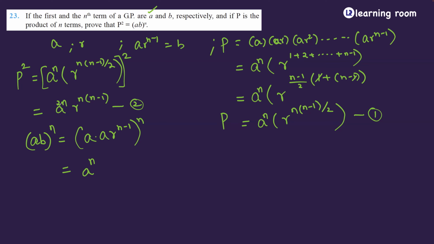So similarly, when you write ab to the power n, it is going to be a square, right? So a square raised to the power n is going to be how much? A power 2n into r raised to the power of n minus 1 into n is going to be how much? N into n minus 1. Let me call this as 3. If you observe, 2 and 3 are the same. That is, RHS is same. So, LHS should be the same. That is why p square is equal to ab raised to the power n. Right?